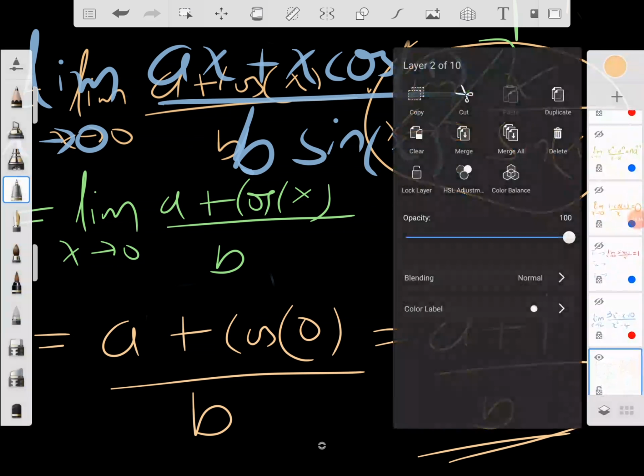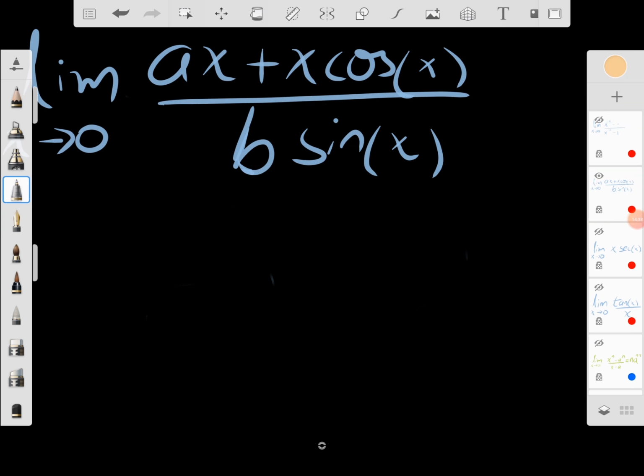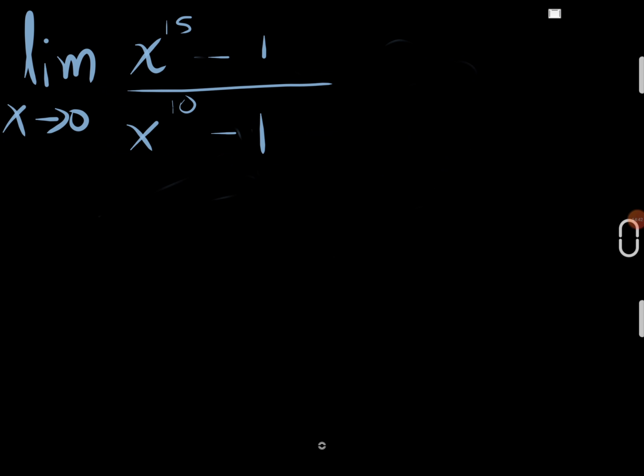Now let us go on to see one more question. If I'm right, it's only one more question, and that is using the third theorem. Limit x tends to 0, (x to the power 15 minus 1) whole divided by (x to the power 10 minus 1).